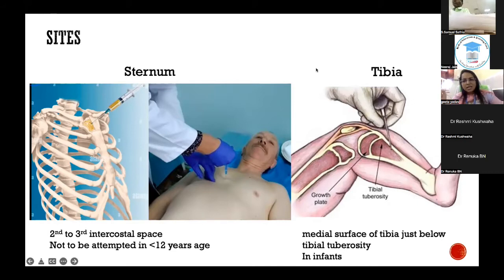The other site in infants is the tibia, because red marrow is preserved over there. Just below the tibial tuberosity is the site for bone marrow aspirate. Again, bone marrow biopsy cannot be done from this site. Because in our practice we are doing bone marrow biopsy in almost all cases, we don't prefer these sites. We prefer the posterior superior iliac spine.